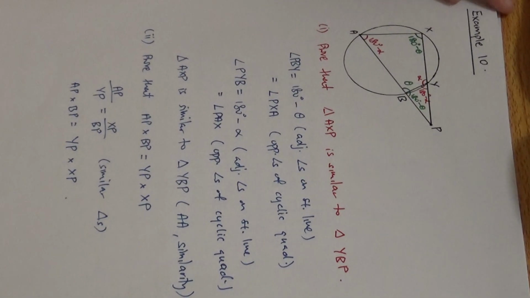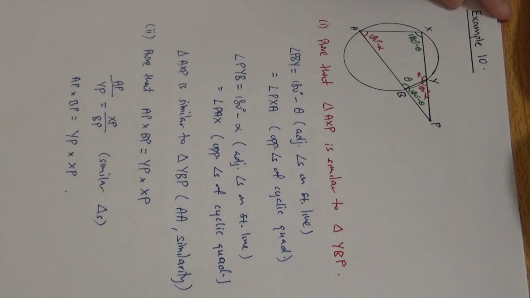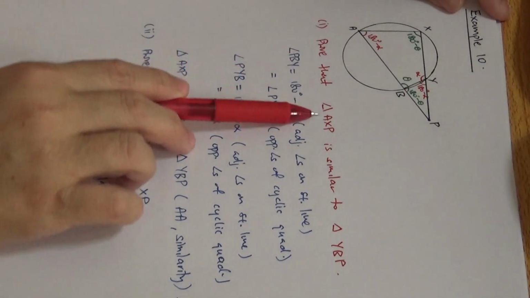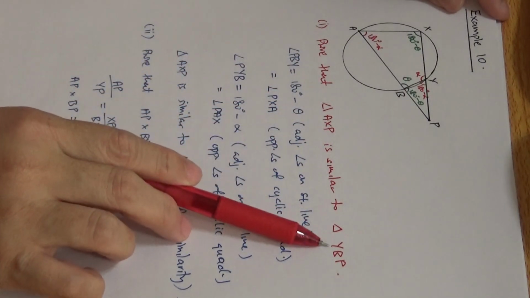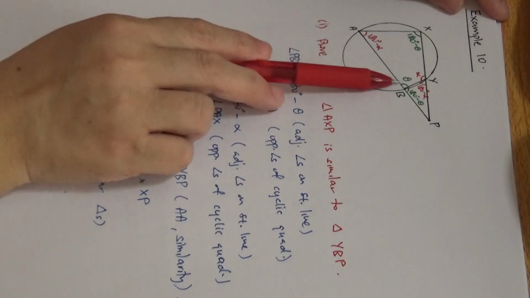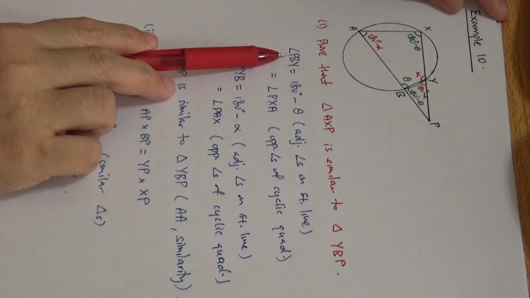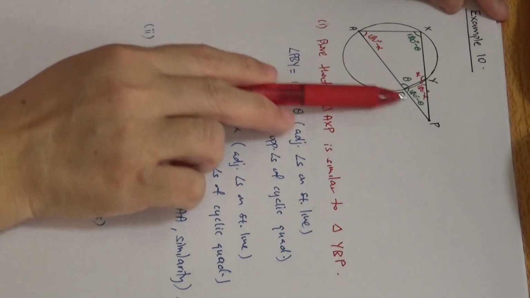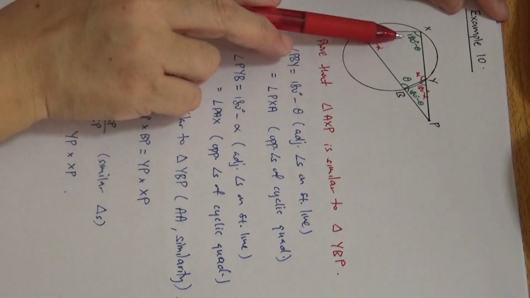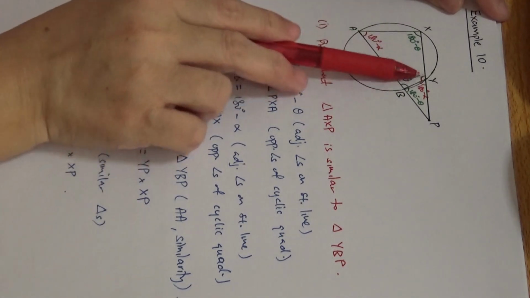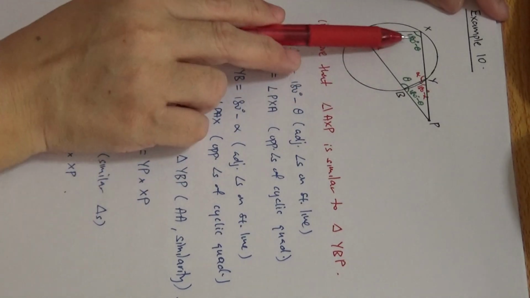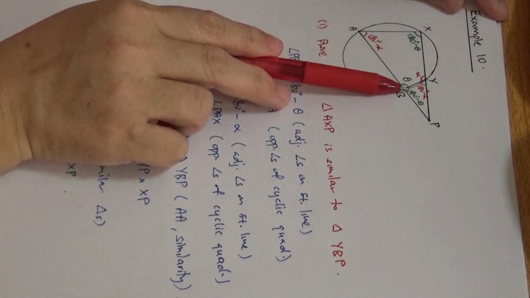Now for example 10, I'm doing it slightly different from the textbook because I find that the textbook may not be that comprehensive because they use a lot of words. First of all, they want us to prove that triangle AXP is similar to triangle YBP. Now I let this angle be theta, angle PBY will be 180 minus theta because this is adjacent angles on straight line. Now this is also 180 minus theta because this is a cyclic quad. These two add up to 180. Okay, but this is 180 minus theta, this is 180 minus theta, therefore these two angles are equal.